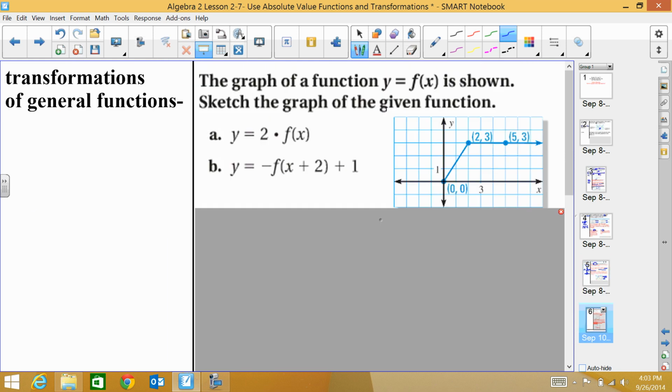Okay, last thing. Transforming functions in general is the same as transforming absolute value functions. So the same rules apply, just instead of having absolute value symbols, we're going to have a function in here.